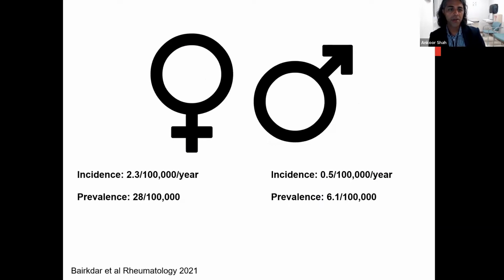In terms of gender, like all of our autoimmune diseases, minus a few, the incidence is much higher in women compared to men. And these numbers, again, have remained similar for many years. It's about 4 to 5 times higher in women compared to men, and that goes for both the incidence and the prevalence of disease.